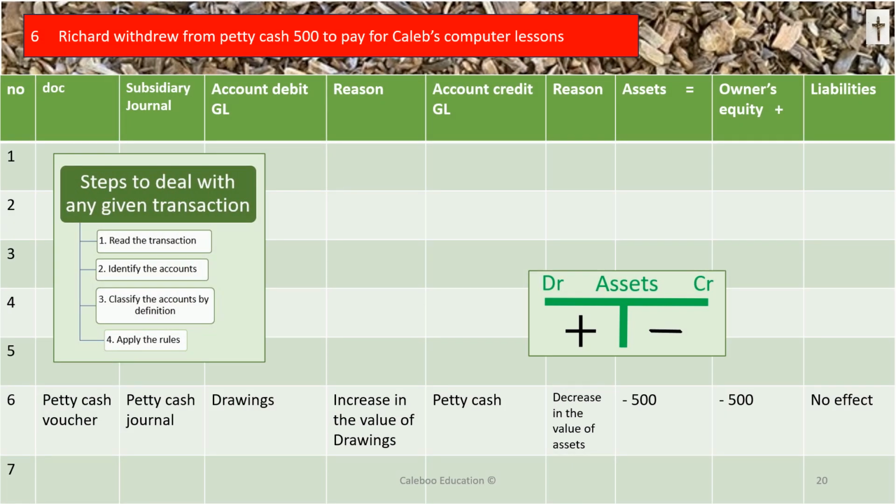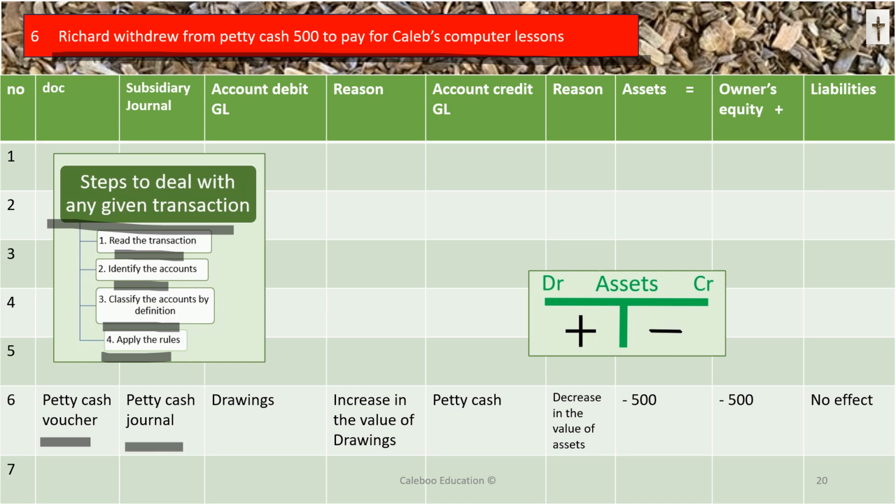So the transaction will look like this. The owner withdrew 500 petty cash to pay for personal use. Read the transaction, identify the accounts involved, classify the accounts, apply the rules. By now, that is just second nature. Which document was recorded? The petty cash voucher was used to record this transaction. These types of transactions are recorded in the petty cash journal, and the account that is debited is drawings.